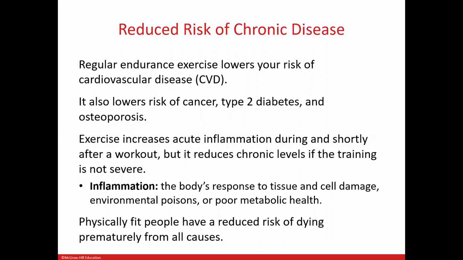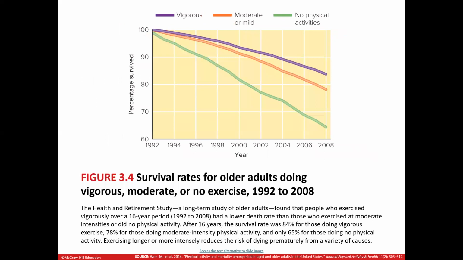Exercise increases acute inflammation during and shortly after a workout, but reduces chronic levels if the training is not severe. So inflammation can occur as the body's response to tissue and cell damage, environmental poisons, or poor metabolic health. Physically fit people have a reduced risk of dying prematurely from all causes. We will go into the chart.